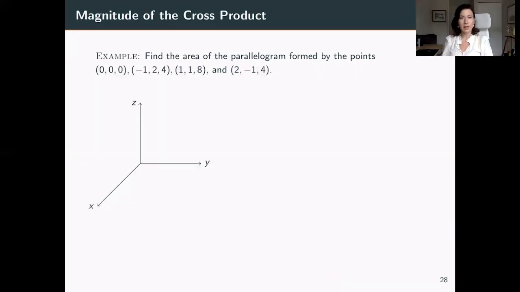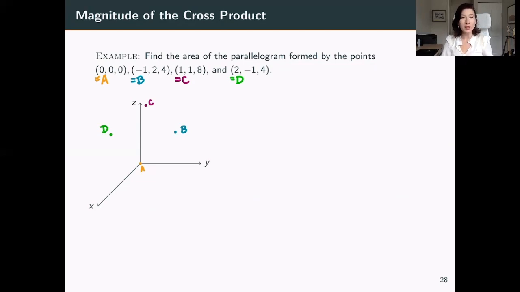In the following problem, we're asked to find the area of the parallelogram formed by the points (0, 0, 0), (-1, 2, 4), (1, 1, 8), and (2, -1, 4). In order to start this problem, it's going to be way easier to go ahead and plot these points to get an idea of what this parallelogram looks like in space. To save a little bit of time, I have labeled these points as A, B, C, and D, and plotted them in the X, Y, Z coordinate space.